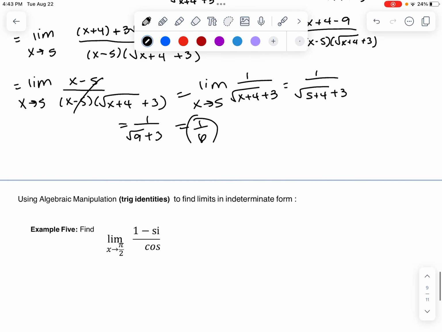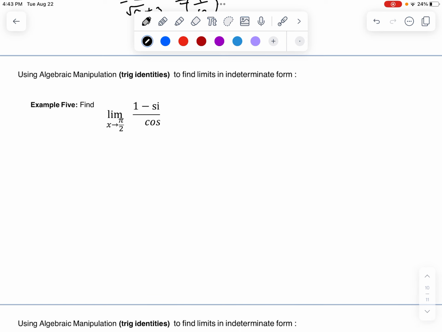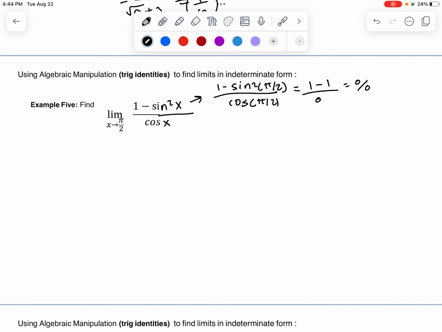Okay, last 2 problems have to do with trig. These are hard, but mostly hard just because we're not as comfortable doing trig as we are doing other things. And so, right now, again, if I were to plug in pi over 2 here, I would get sine of pi over 2 is 1. So sine squared of pi over 2 is also 1. And then cosine pi over 2 is 0. So I'd get 0 over 0. So again, we have indeterminate form.